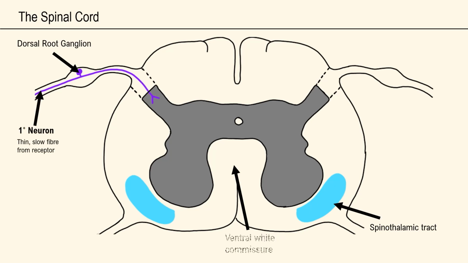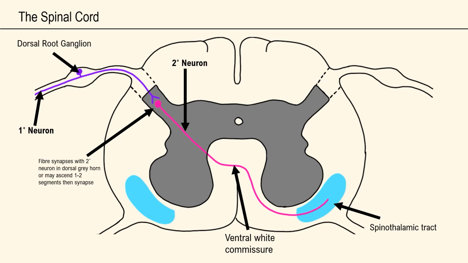The first order neuron is a thin, slow fibre that travels in the dorsal rami of the spinal nerve. The receptors of this fibre are located in the skin. As that fibre makes its way into the dorsal grey horn, it synapses with a second order neuron. The axon from that second order neuron then travels anteriorly and crosses over the midline at the anterior white commissure and enters the spinothalamic tract.